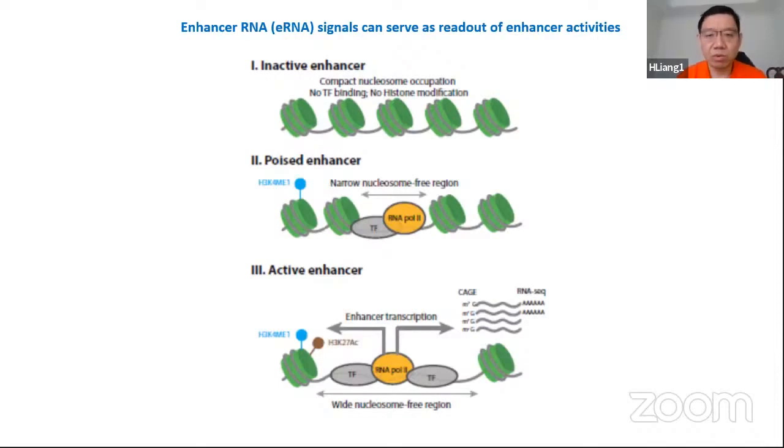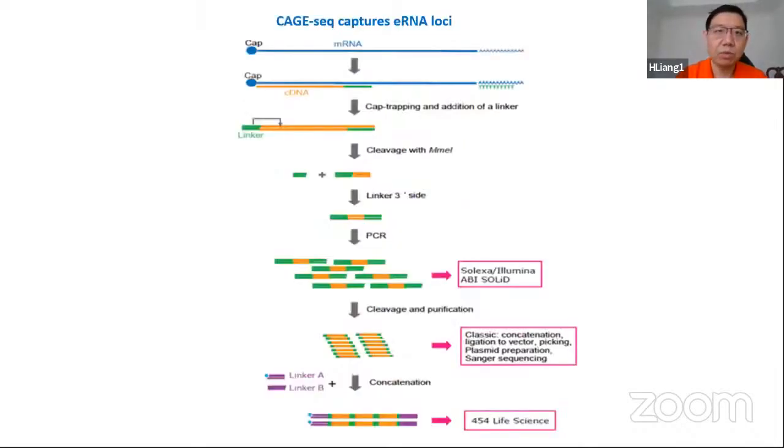So they can also recruit transcription factors and polymerase, and then they generate short RNAs, often with a poly A tail. That short RNA we call enhancer RNA. In this way, you can use enhancer RNA as a readout for enhancer activity. But usually, when we want to quantify enhancers, we need to know the exact location. Enhancer loci can be captured by CAGE.